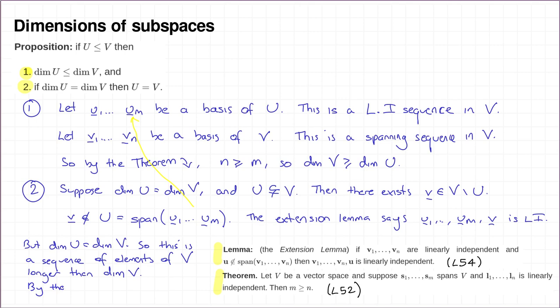Now, by the result on the previous slide, it is linearly dependent. Okay, we now have a contradiction, because on one hand, the extension lemma says that this sequence should be linearly independent, and on the other hand, by the result from the previous slide, it should be linearly dependent. So we have a contradiction. Our assumption was that U was a proper subset of V, and therefore that can't be the case, so U must actually be equal to V.